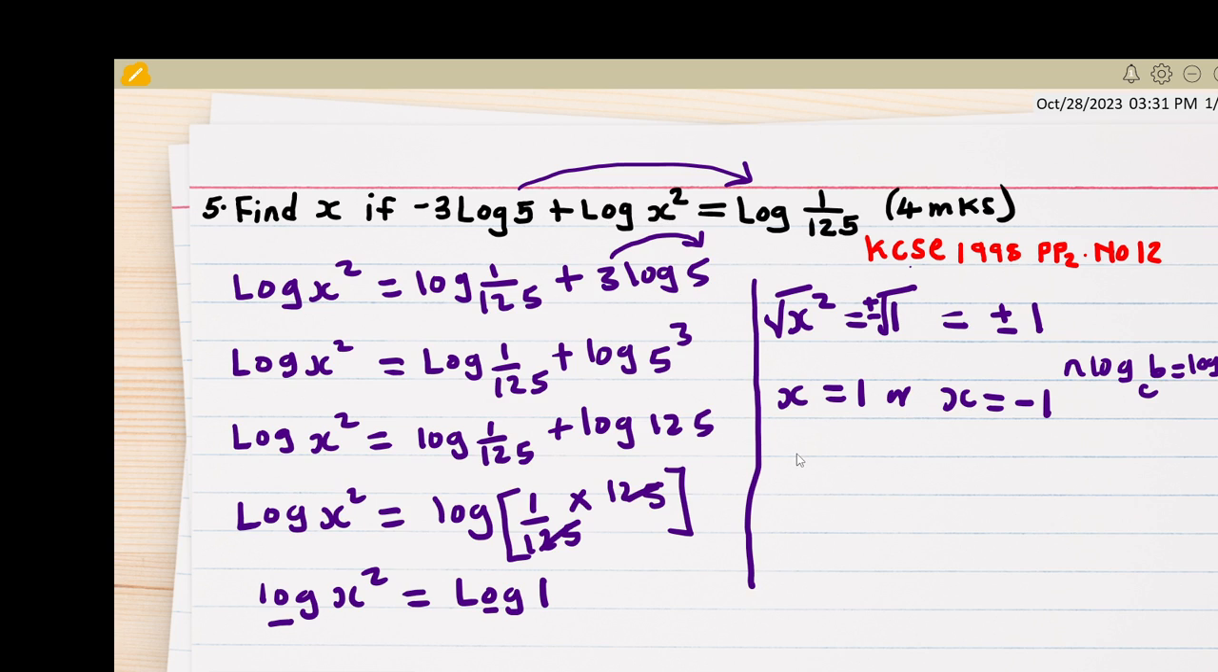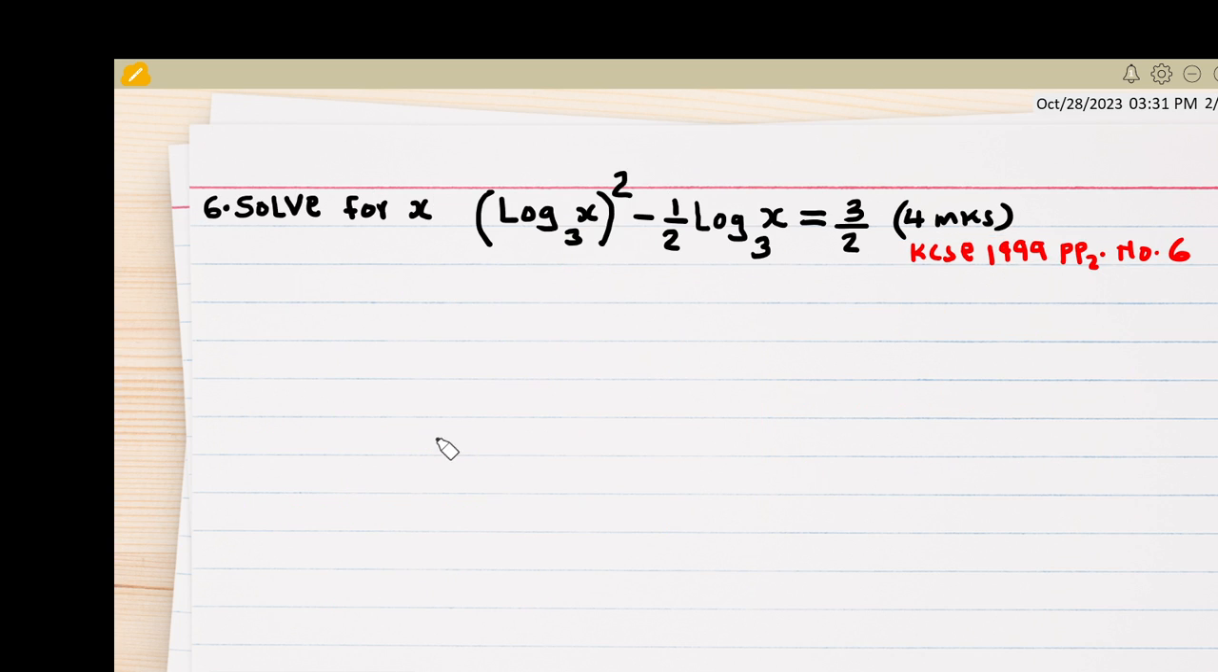So it simply means that the value of x is 1 and the value of x is also equal to negative 1, because they are both defined based on the given equation. Then we look at our example number 6, which is also a past cases equation done in 1999, paper 2, question number 6. It reads, solve for x given that log to base 3 of x, then squared, minus a half log to base 3 of x is equal to 3 over 2. It's a question worth 4 marks.